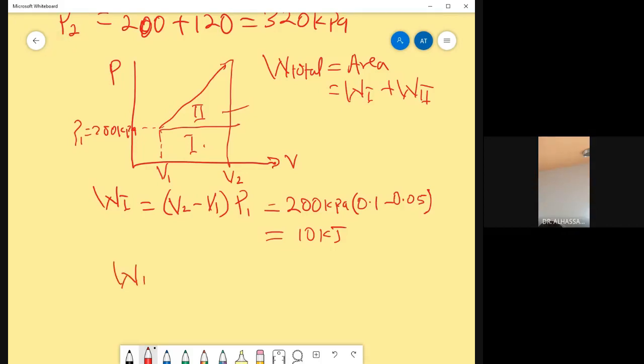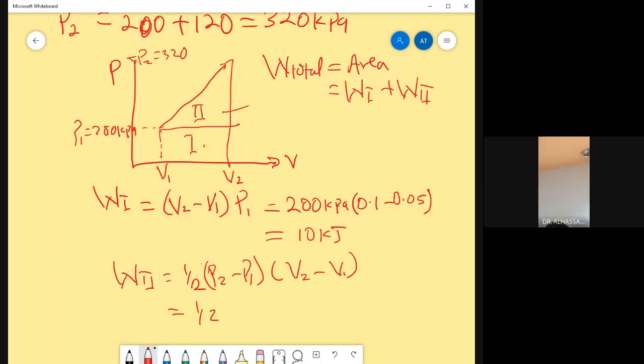This is a triangle. Area of a triangle is half times the height times the width. So I'll get half times the vertical distance, so this distance. You know the pressure over here, P2 equals 320 kilopascal. So the vertical distance is given by P2 minus P1, times the horizontal distance, V2 minus V1.